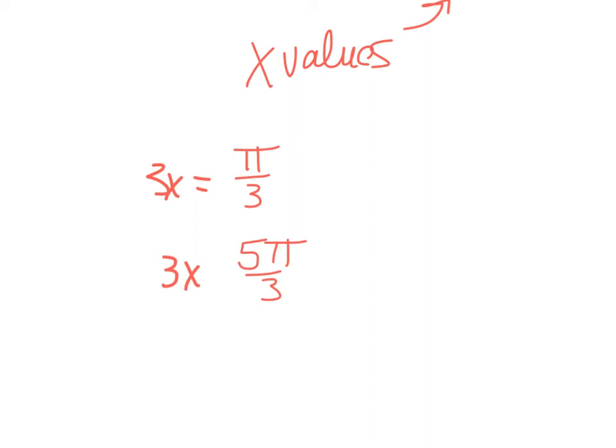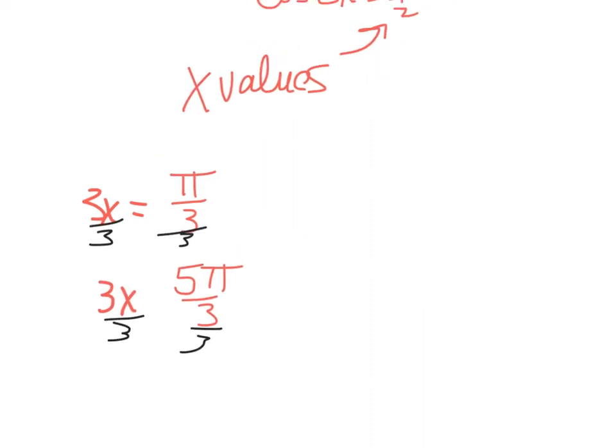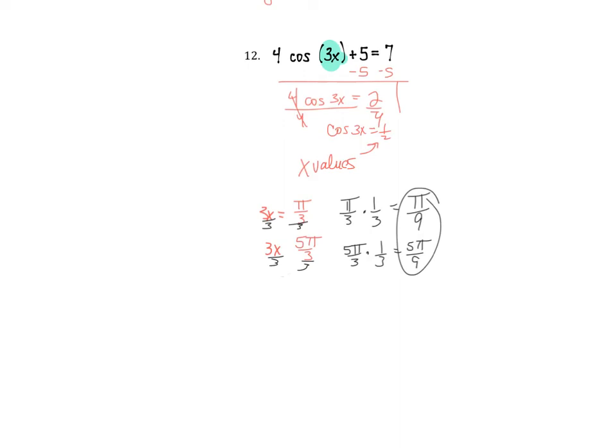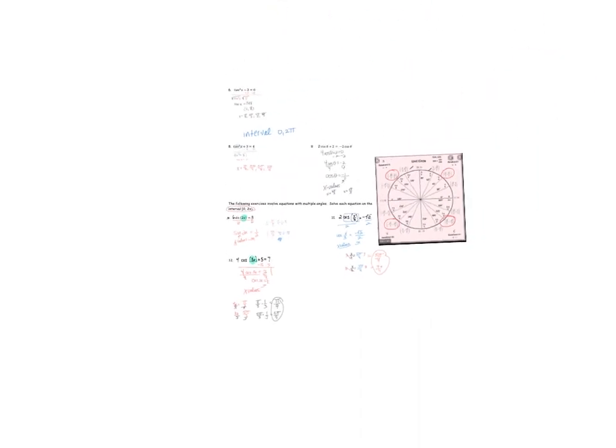So in order to get the x by itself, divide by 3, divide by 3. So this becomes pi over 3 times, when I say 3 over 1, reciprocal is 1/3. So that gives me pi over 9. 5 pi over 3 times 1/3 gives me, perfect. One of those multiple angle questions. We good? All right, let's look at some factoring.